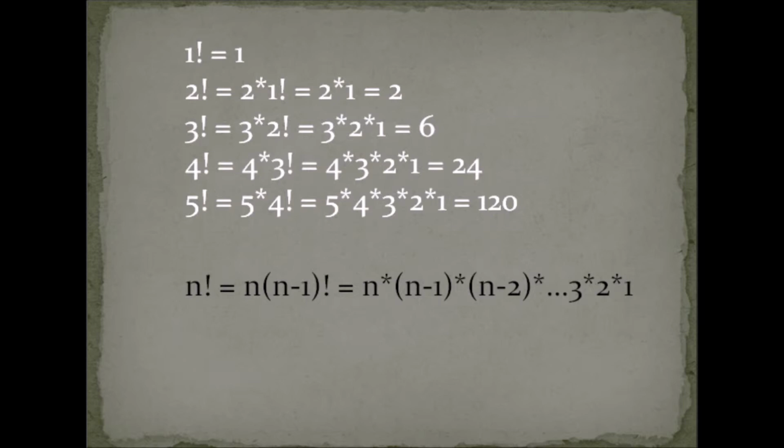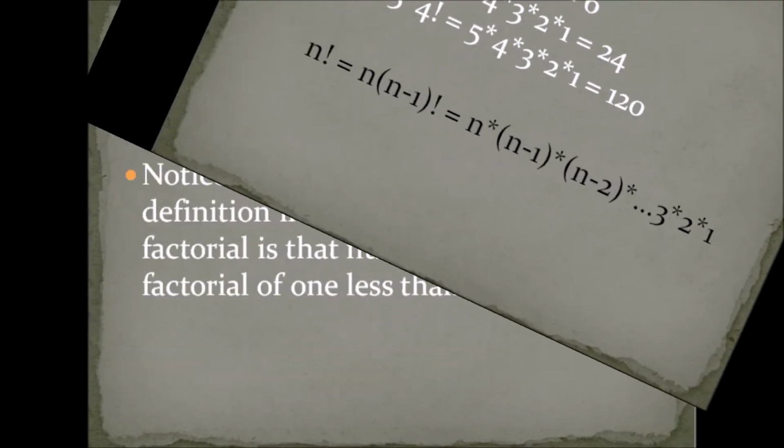4 factorial equals 4 times 3 factorial, equals 4 times 3 times 2 times 1 equals 24. 5 factorial equals 5 times 4 factorial, equals 5 times 4 times 3 times 2 times 1 equals 120. N factorial equals n times n minus 1 factorial, equals n times n minus 1 times n minus 2 times, until 3 times 2 times 1.